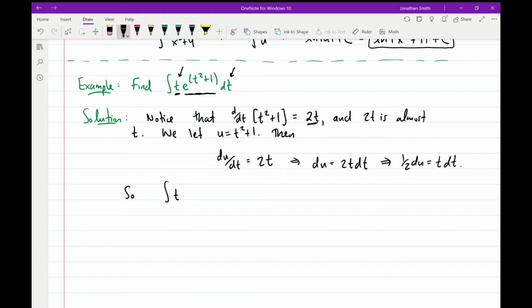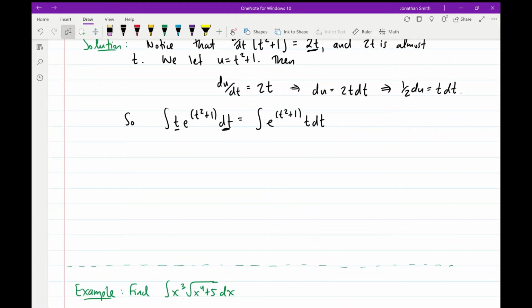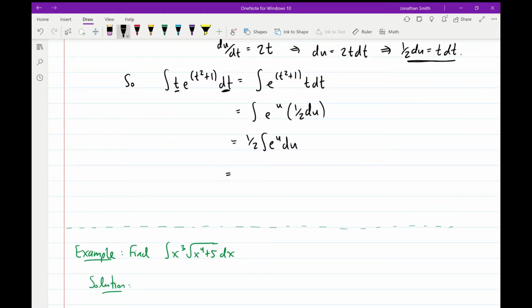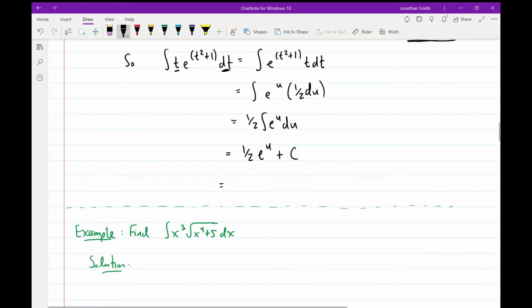So from here, this integral of t e to the t squared plus 1 dt is equal to the integral of e to the t squared plus 1 times t dt. So I'm taking the t on the left-hand side and the dt, and I'm just putting them together, so the substitution is easier. And now t squared plus 1 was equal to u, so I have e to the u, and now t dt we found was equal to 1/2 du. So I get a 1/2 du here. And now I can take that 1/2 and pull it out of the integral. So I just have 1/2 times the integral of e to the u du. And I know the integral of e to the u. So I get 1/2 times e to the u plus c. And then finally, take our expression for u in terms of x and substitute it back in.